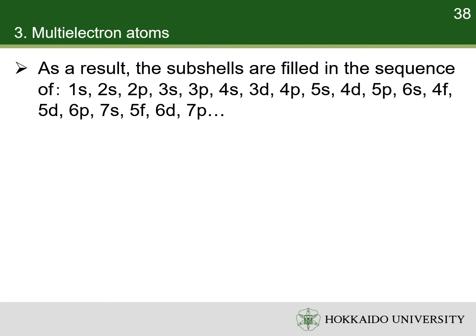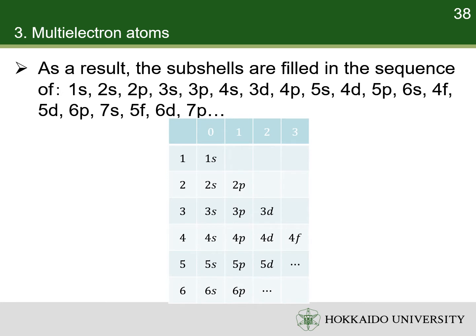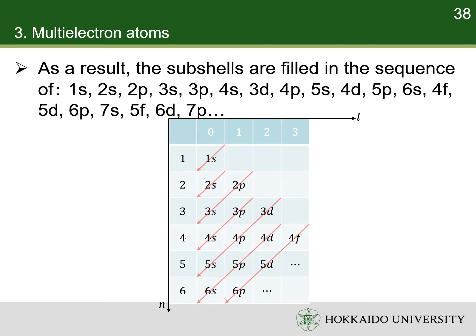As a result of the Aufbau principle and the Madelung rule, the subshells are filled in the following sequence. There is an easy way to find this sequence. We first fill such a table with the subshells. The rows are the shells. The columns are the subshells. Then, we draw parallel lines from northeast to southwest. On each line, n plus l is a constant. And n plus l increases from northwest to southeast. So, the occupation of electrons starts from the northwest line to the southeast line. Within each line, the occupation of electrons starts from northeast to southwest.